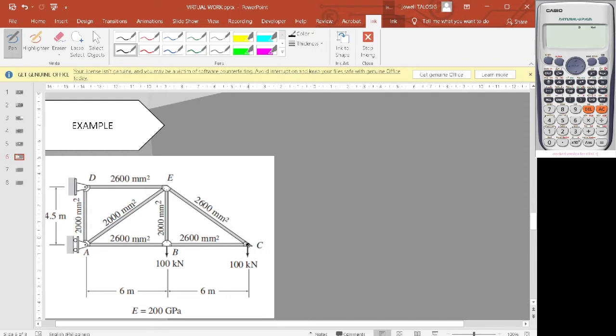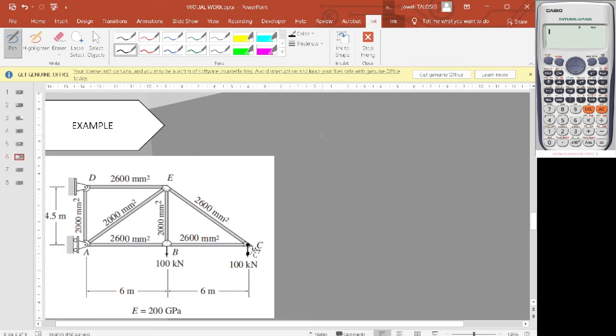So what will be the position at C? If there's a load downward here, we assume that C will move here. Let's call it that C prime will move at this point. This is its delta at point C. Now let's solve for this delta C.